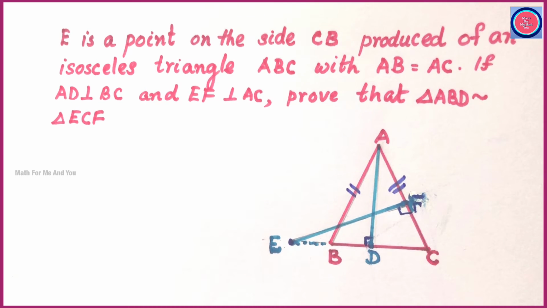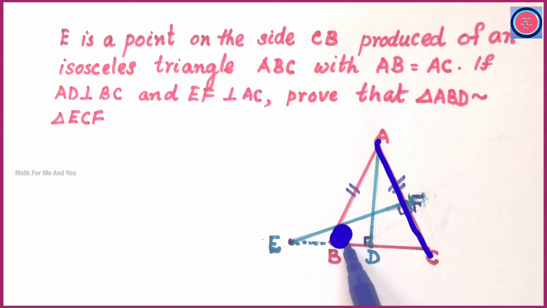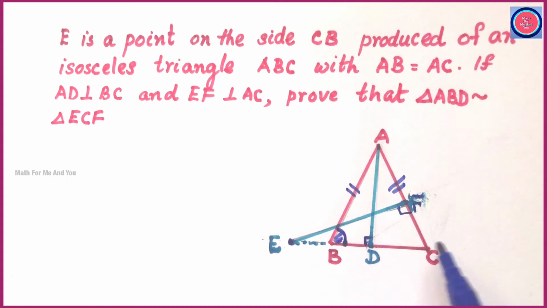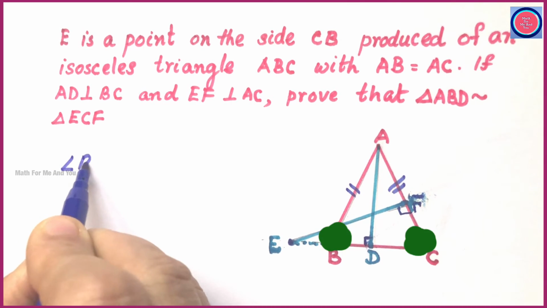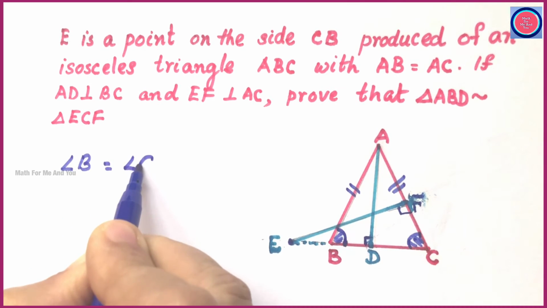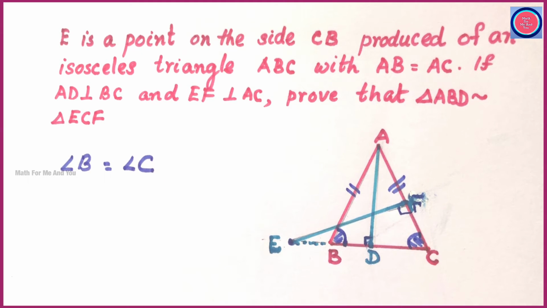Since AB and AC are equal, the two angles opposite to these two sides are also equal. We have studied that. That means the side AC's opposite angle is angle B. Angle B is equal to angle C, which is opposite to the side AB. Angle B equals angle C. The reason is they are angles opposite to equal sides of an isosceles triangle. And then what we have to prove is triangle ABD similar to triangle ECF.